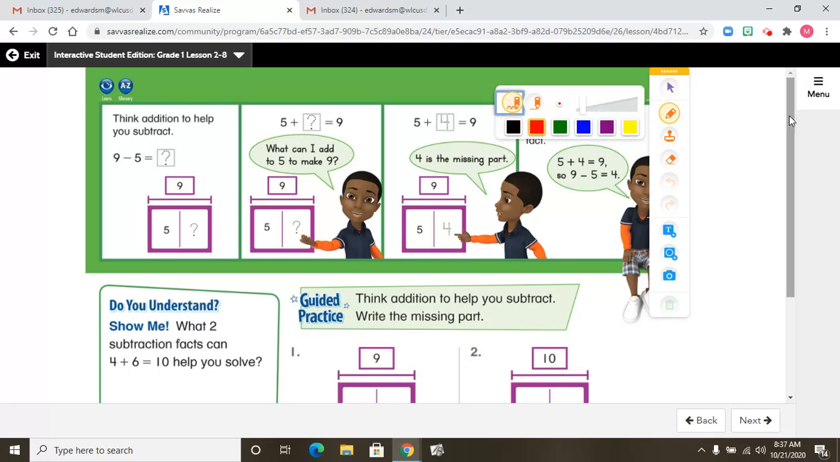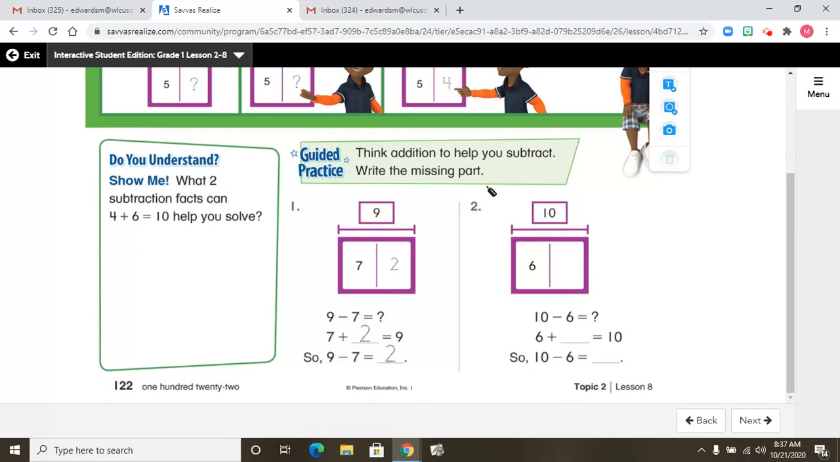Okay, take your pencil, and let's read the directions for numbers 1 and 2. They say, think addition to help you subtract, write the missing part. Okay, so number 1 they did for us. 9 was the whole, 7 is one of the parts. So we have to figure out what 9 minus 7 equals. Now, if you think hard and you start at 7, how many more do you need to get to 9? And the book found out that it was 2. So 7 plus 2 equals 9. So 9 minus 7 equals 2.